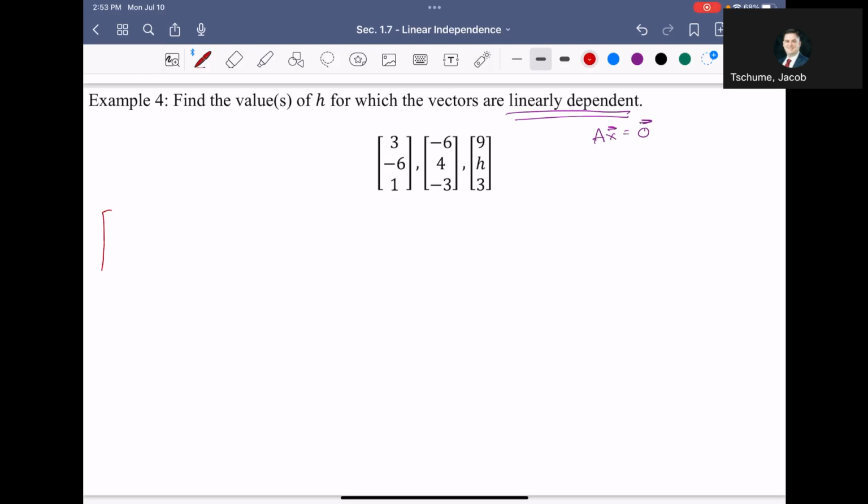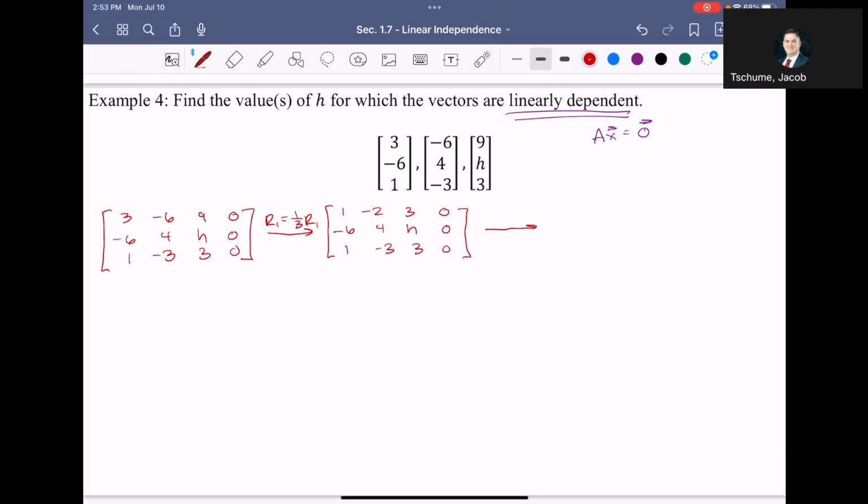Down here below, I'm going to take our three vectors, 3, -6, 1, then -6, 4, -3, then 9, h, 3, and then I'm going to add the 0 vector on the end. We're going to try to reduce this as far as we can. I don't see anything that jumps out to me. You could interchange row 1 and row 3, it looks like, but I'm actually just going to leave them where they're at. I'm going to take row 1 and multiply it by a third, just so I don't have to interchange anything. So 1, -2, 3, 0, -6, 4, h, 0, 1, -3, 3, 0.